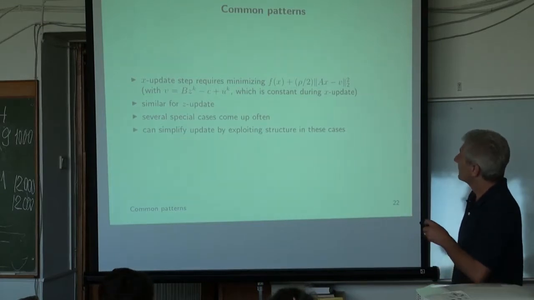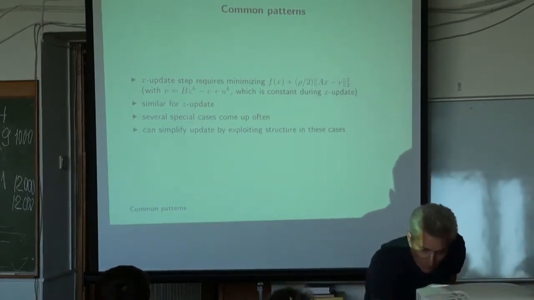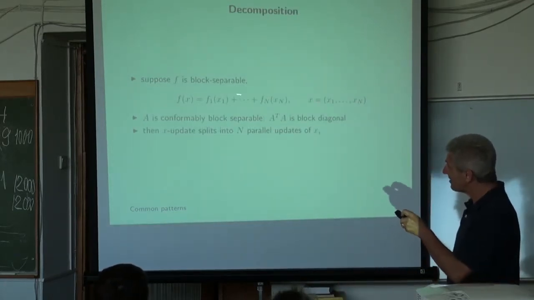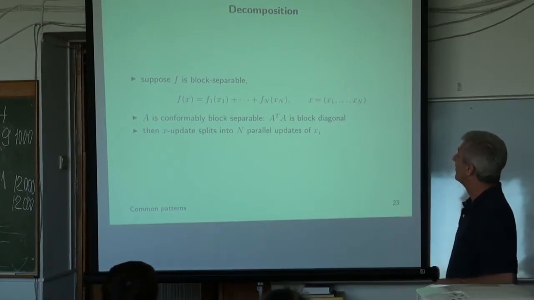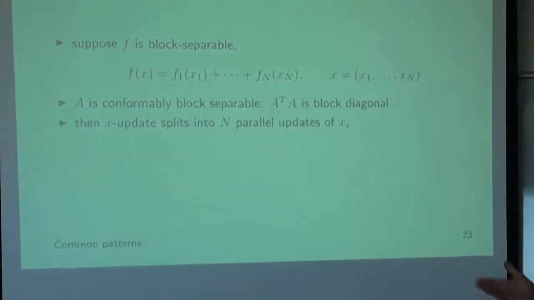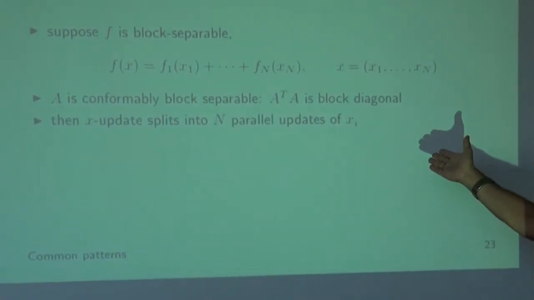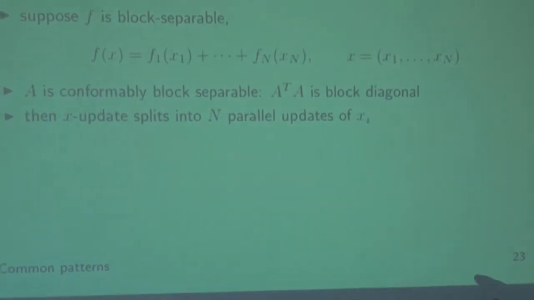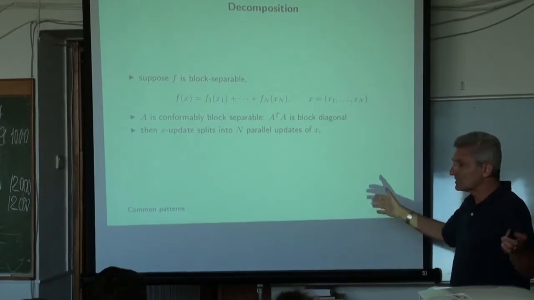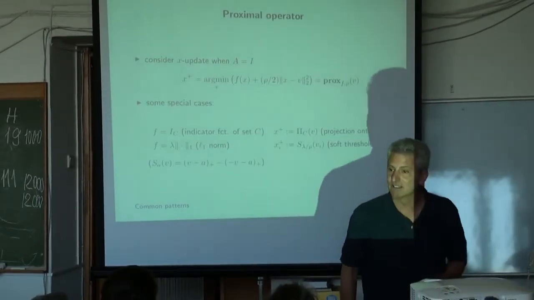So the idea is we're going to look at special cases where you can solve this quickly, or how to do it. The first one is trivial. If f splits, if it's separable, and A is also conformably block separable, then the x update splits. So there you get parallelization for free. If you want to calculate this quadratically augmented minimum and everything splits, it's for free. So this is obvious.